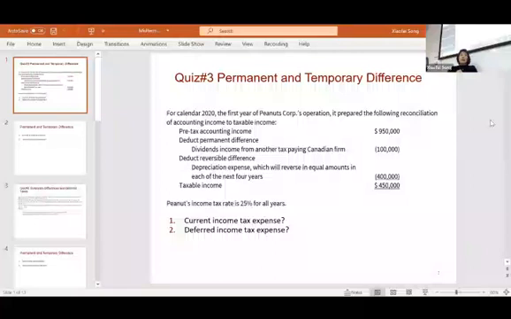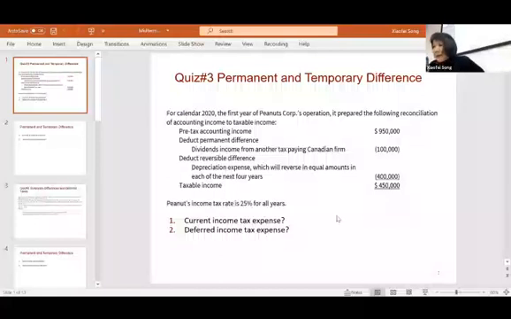So we're given pre-tax accounting income, and there are 2 adjustments. One is the dividend income from another tax-paying Canadian firm, and one is what they call a depreciation expense, which will reverse in equal amounts in each of the next 4 years, and then subtract $400 here. So we're given taxable income of $450, and the tax rate is 25% for all years.